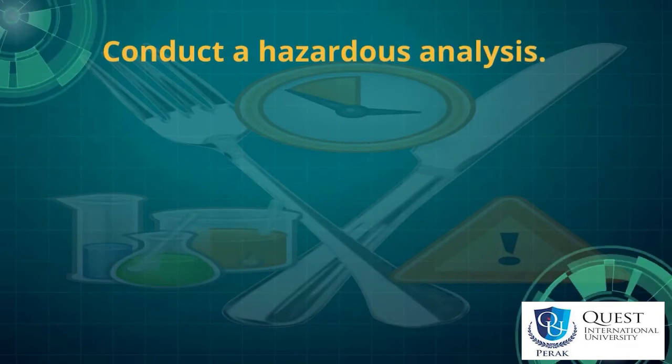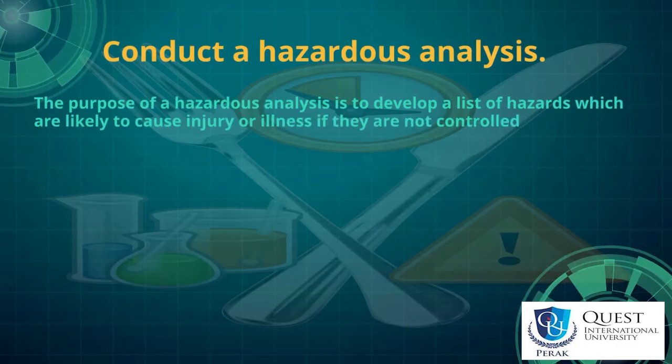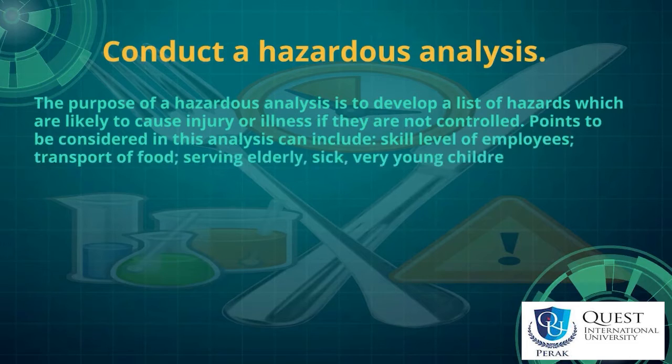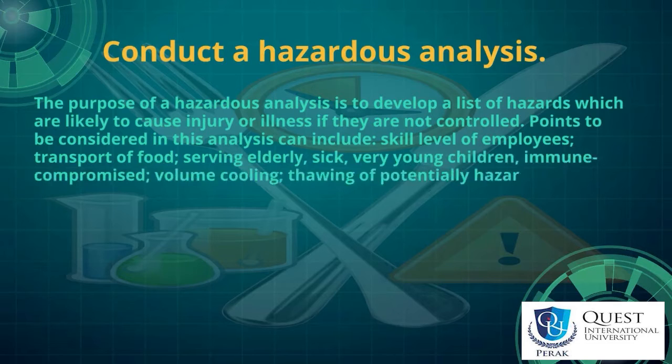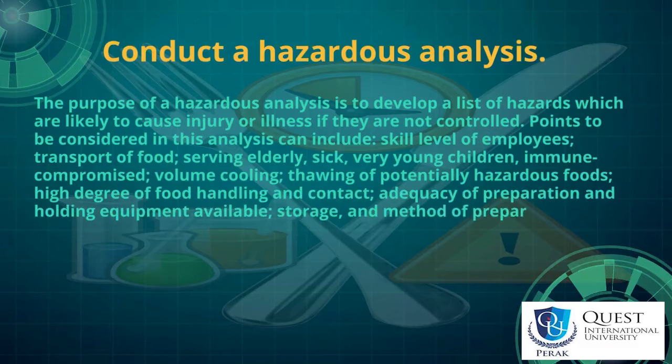First, conduct a hazard analysis. The purpose of a hazard analysis is to develop a list of hazards which are likely to cause injury or illness if they are not controlled. Points to be considered in the analysis can include skill level of employees, transport of food, serving elderly, sick, or very young children, immunity complications, proper cooling, temperature of potentially hazardous food, high degree of food handling and contact, accuracy of preparation and holding equipment, allowable storage, and method of preparation.